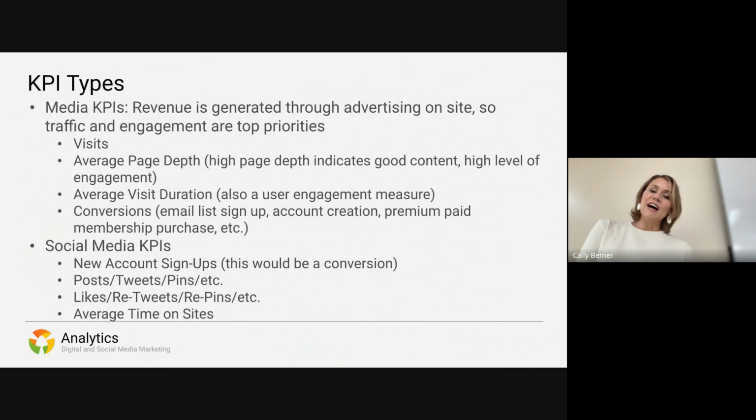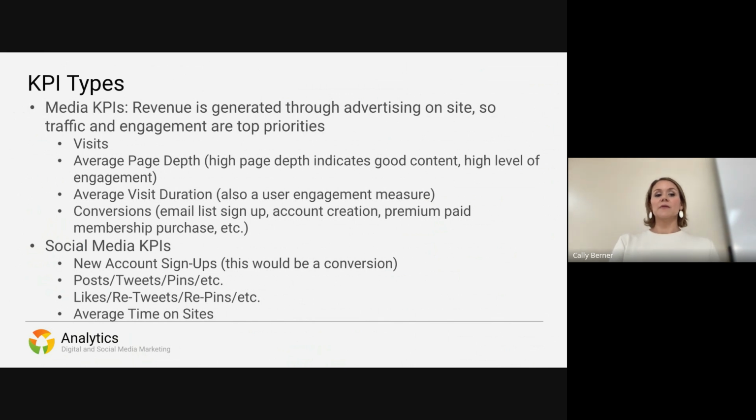Further breaking that down, if we are working with a client who is in the media and we're trying to promote their media website, then their revenue is generated through advertising typically. So we want to show that people are coming to our website.